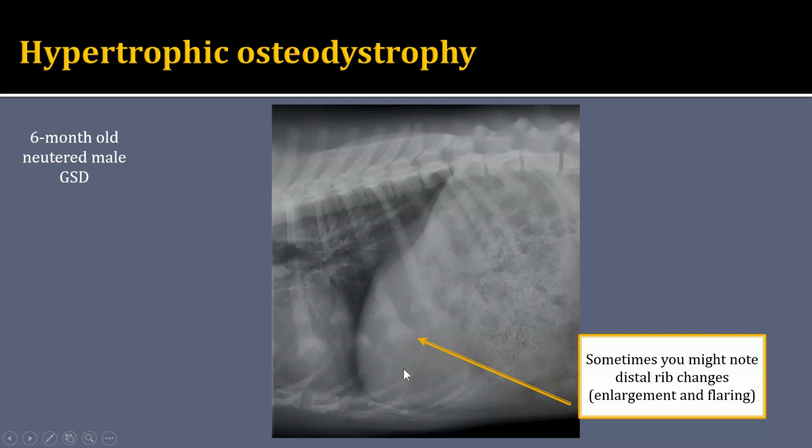This is the same patient as on the prior slide, our 6-month-old neutered male German Shepherd dog. And if you look at these distal ribs at the level of the costochondral margins, these ribs are enlarged and flared, and that is involvement from hypertrophic osteodystrophy.